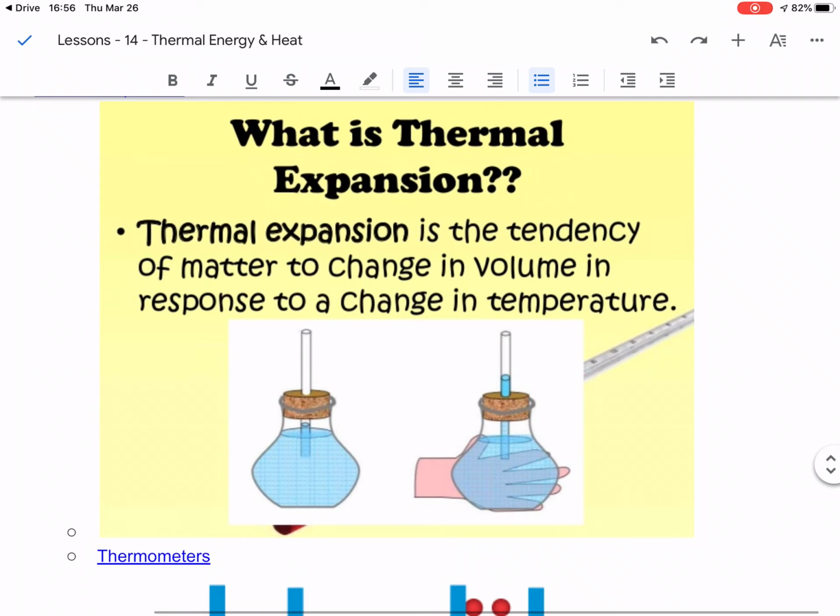Okay, to reiterate, thermal expansion is the tendency of matter to change volume or length in response to change in temperature, because the molecules are taking up more space.